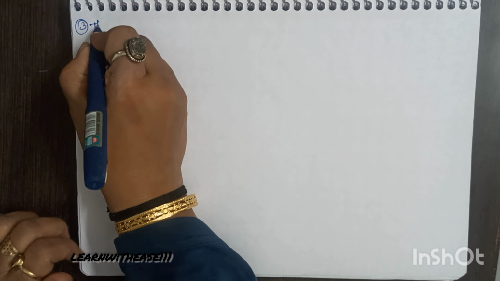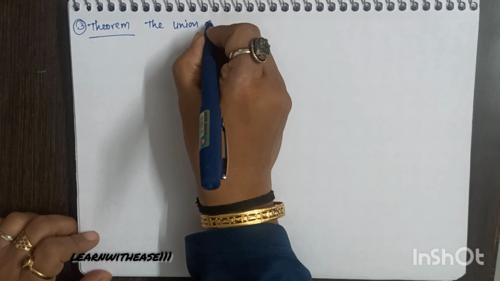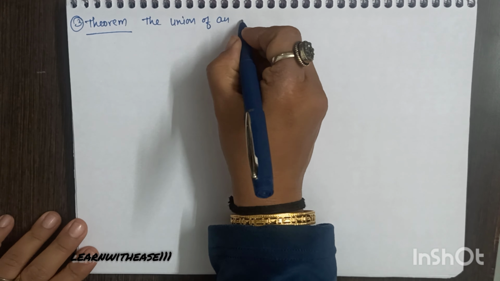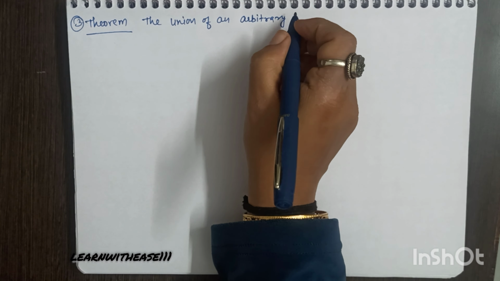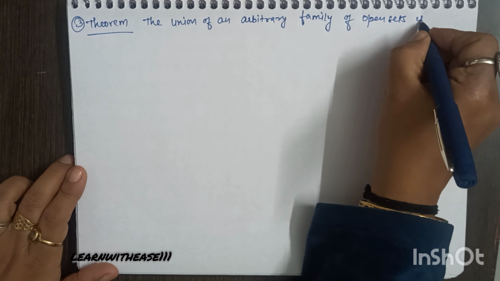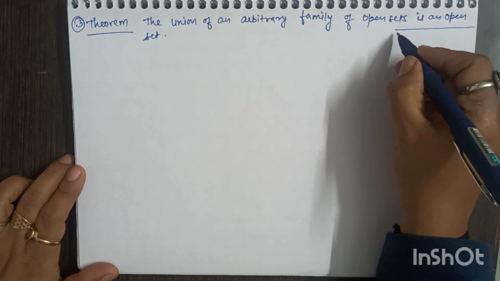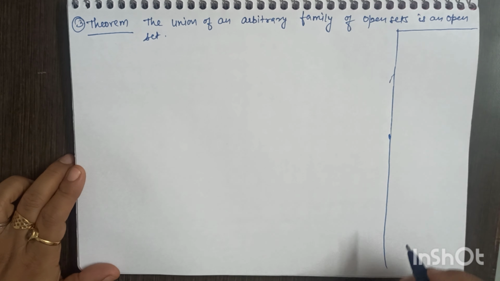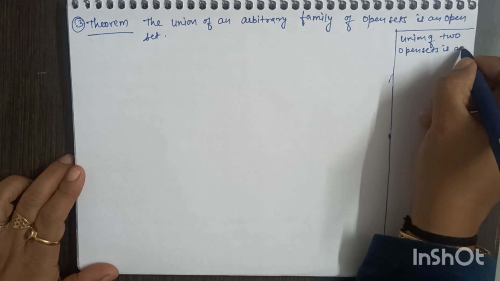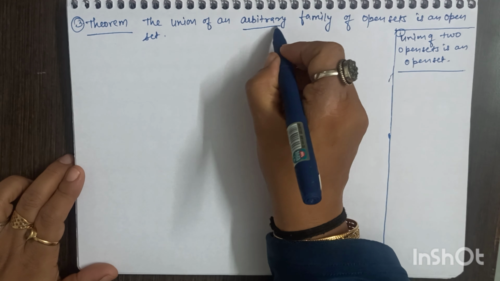Next theorem, Theorem 3: the union of an arbitrary family of open sets is an open set. For this, first you need to understand what an arbitrary family is. Also, we have proved the union of two open sets is also an open set. So this theorem is exactly similar to that concept, but here instead of two sets, it's a collection of an arbitrary family.